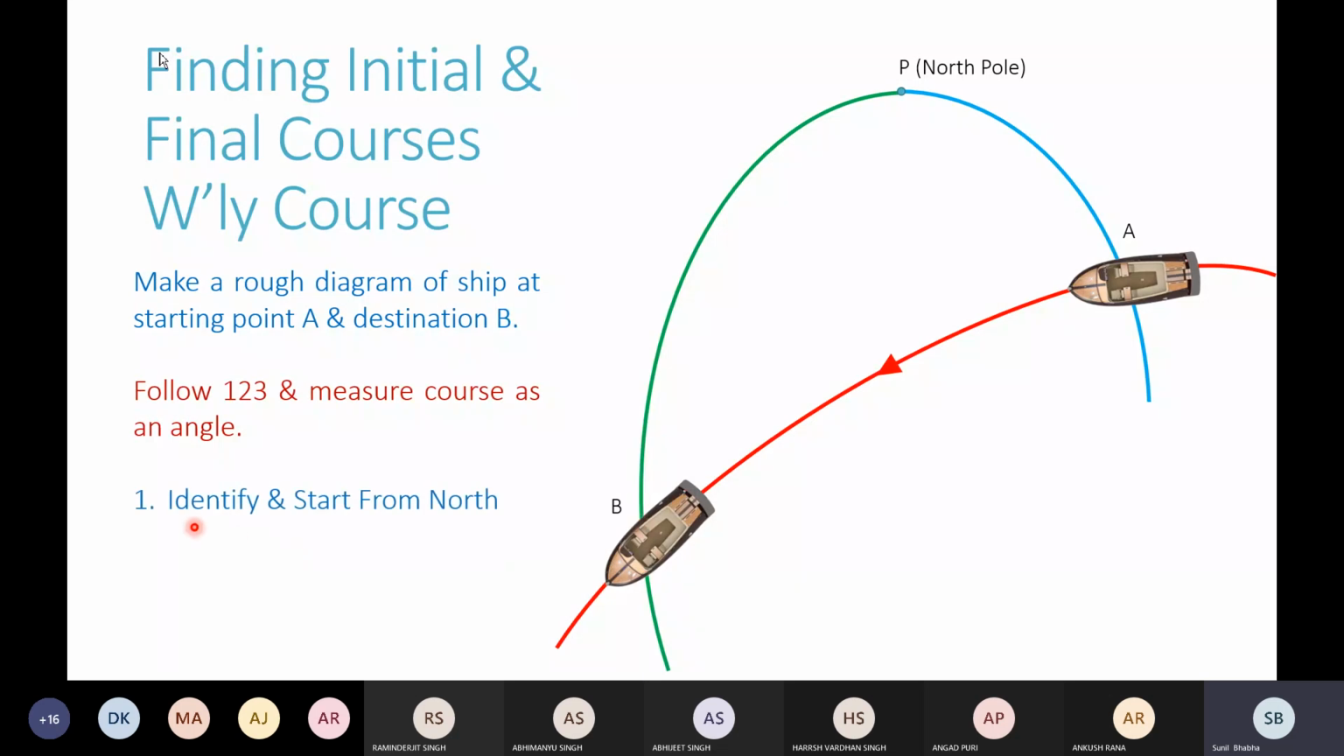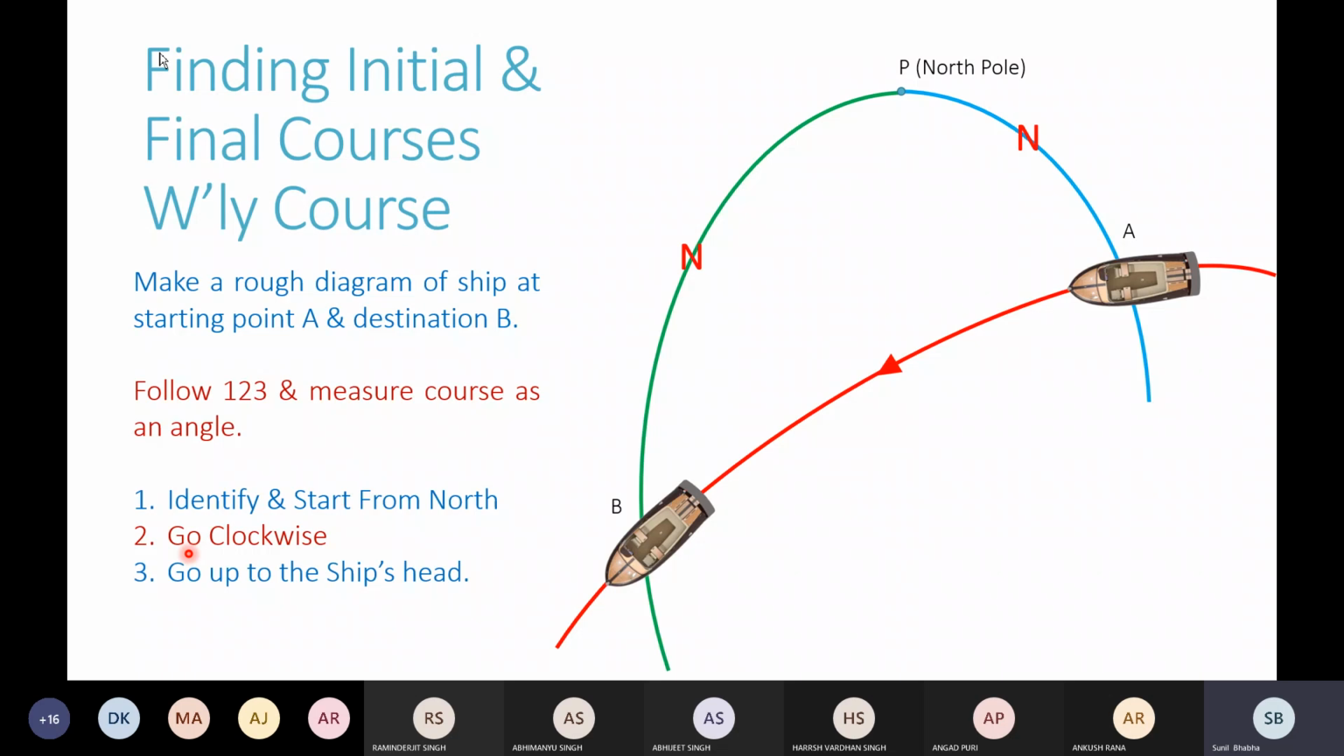Step 1 is to identify and start from north. So as discussed earlier, the direction of the meridian going towards the North Pole gives us the northerly direction at any particular point. So at A, the direction of the meridian going towards the North Pole gives us the northerly direction. So let's mark it as N. And at point B, the direction of the meridian going towards the North Pole gives us the northerly direction here.